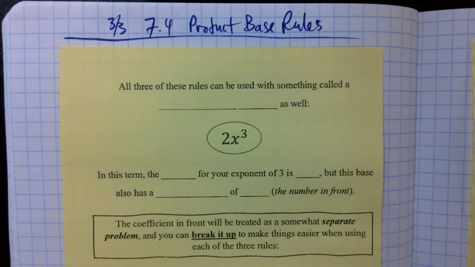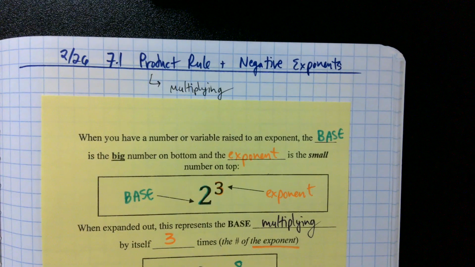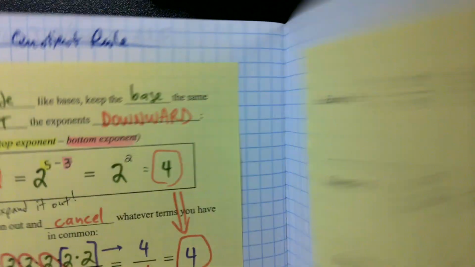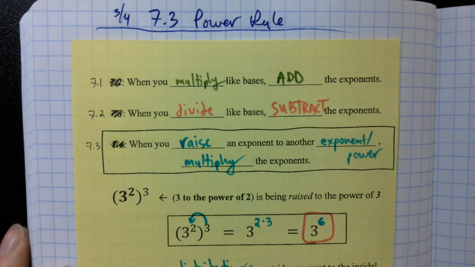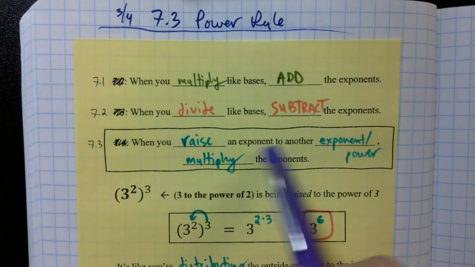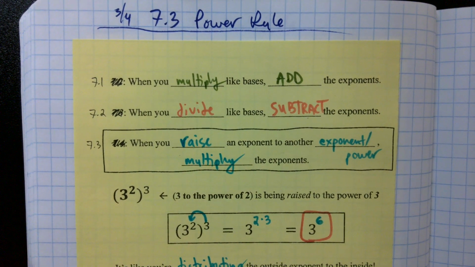All three of the rules that we've talked about this week, starting with the product rule, right? Multiply like bases, add the exponents. We had the quotient rule, where we divide like bases and subtract the exponents. And we had the power rule, where when we raise a power to another power, or an exponent to another exponent, we multiply the exponents, right?